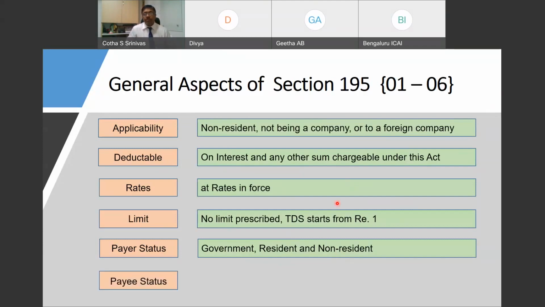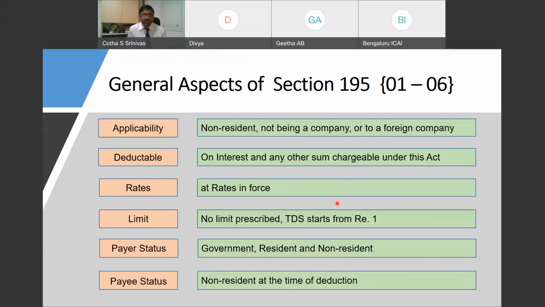Now we understood the payer status. Then the payee status: non-resident. I said it is applicable only to a non-resident, and the payee status is to be determined as non-resident at the time of deduction. Usually when we file the return, we know that income earned in the previous year is subject to tax in the assessment year. When charging the tax in the assessment year, we find out the residential status at the last day of the previous year or first day of the assessment year. So whatever you earn in the previous year, at the end of the year we determine the residential status, whether he is a resident or non-resident.